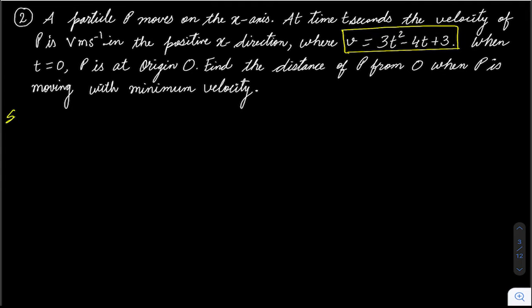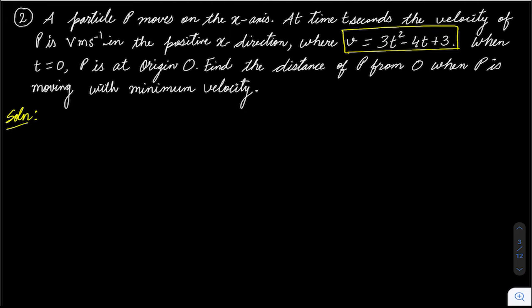Now we have to use a little bit more calculus. Minimum velocity. We already know the velocity is 3t squared minus 4t plus 3. As time increases, the velocity will be increasing or decreasing. It's a quadratic function, right? So at some point it might attain a minimum velocity. First we need to find where it attains minimum velocity.